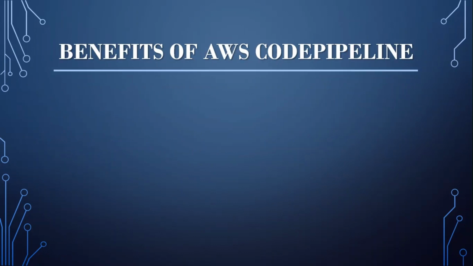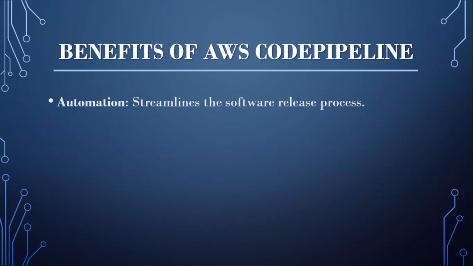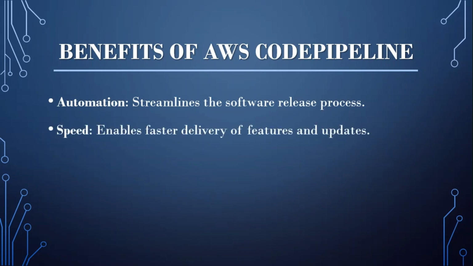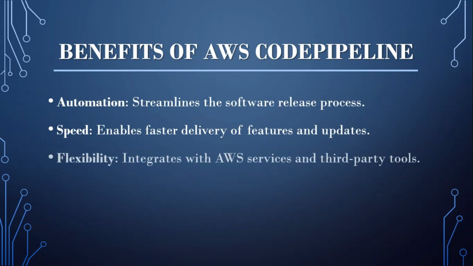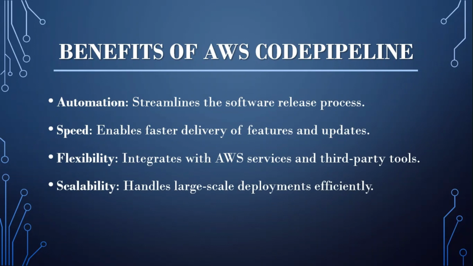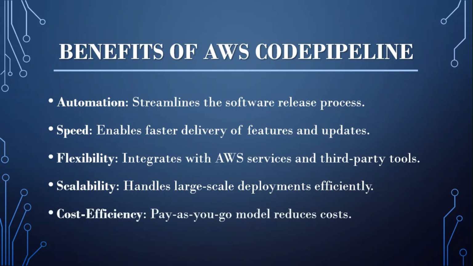Now, why should we even use AWS Code Pipeline? First of all, it automates all the repetitive manual tasks in the software release process. This naturally speeds things up, allowing quicker updates and new feature rollouts. It's also flexible, easily integrating with other AWS services and even third-party tools. Whether you are working on a small project or a large one, Code Pipeline scales effortlessly. Plus, it's cost efficient because you only pay for what you use.